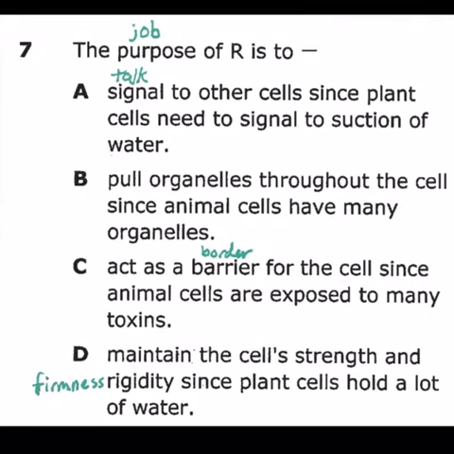Question 7. The purpose or job of R is to A. Signal or talk to other cells, since plant cells need to signal to suction water. B. Pull organelles throughout the cell, since animal cells have many organelles. C. Act as a barrier or border for the cell, since animal cells are exposed to many toxins or poisons. D. Maintain the cell's strength and rigidity or firmness, since plant cells hold a lot of water.